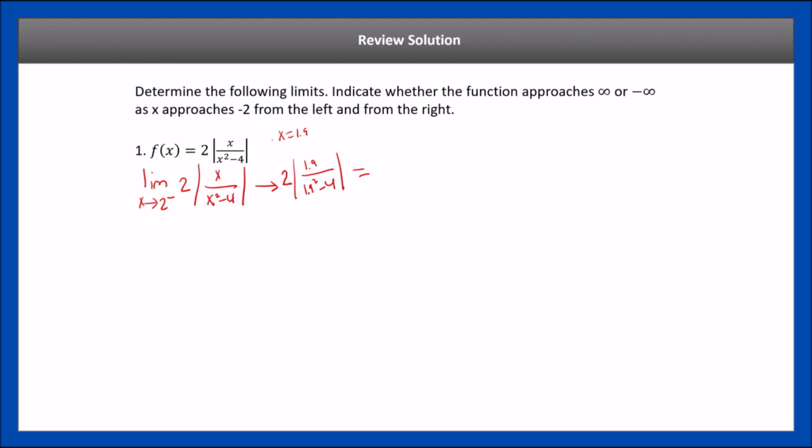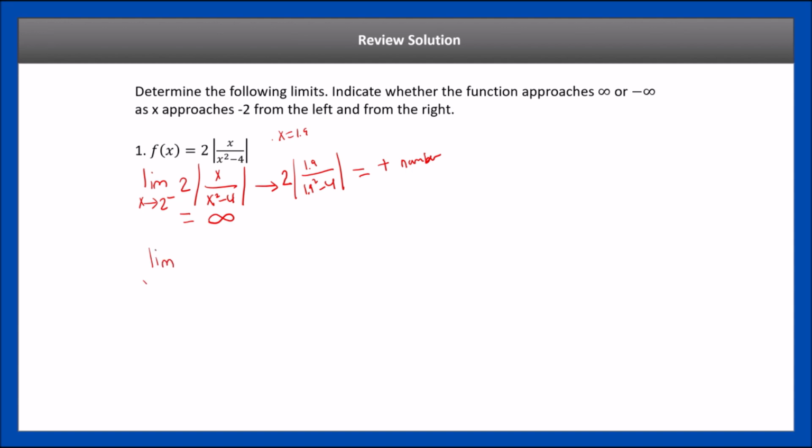So all we want to know is whether it's positive or negative, and that'll tell us whether it's positive infinity or negative infinity. Since we have an absolute value, that indicates that we're always going to have a positive number. So I'm just going to say that this is a positive number, and that indicates it's positive infinity. So we're going to say that this one-sided limit is positive infinity.